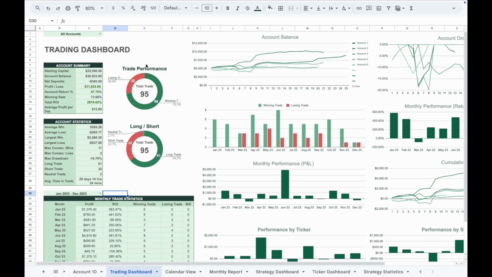I highly recommend using this trading journal if you are serious about improving your trading performance.